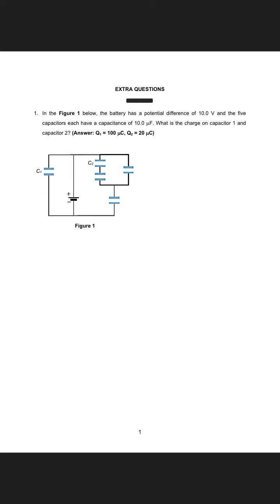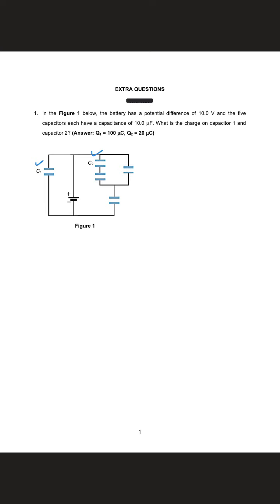So now we are going to discuss an extra question related to Topic 5, capacitor. Okay, so let's start. Here we have 5 capacitors connected to a battery of 10 volts. The question asks you to find the charge at capacitor 1 and capacitor 2.